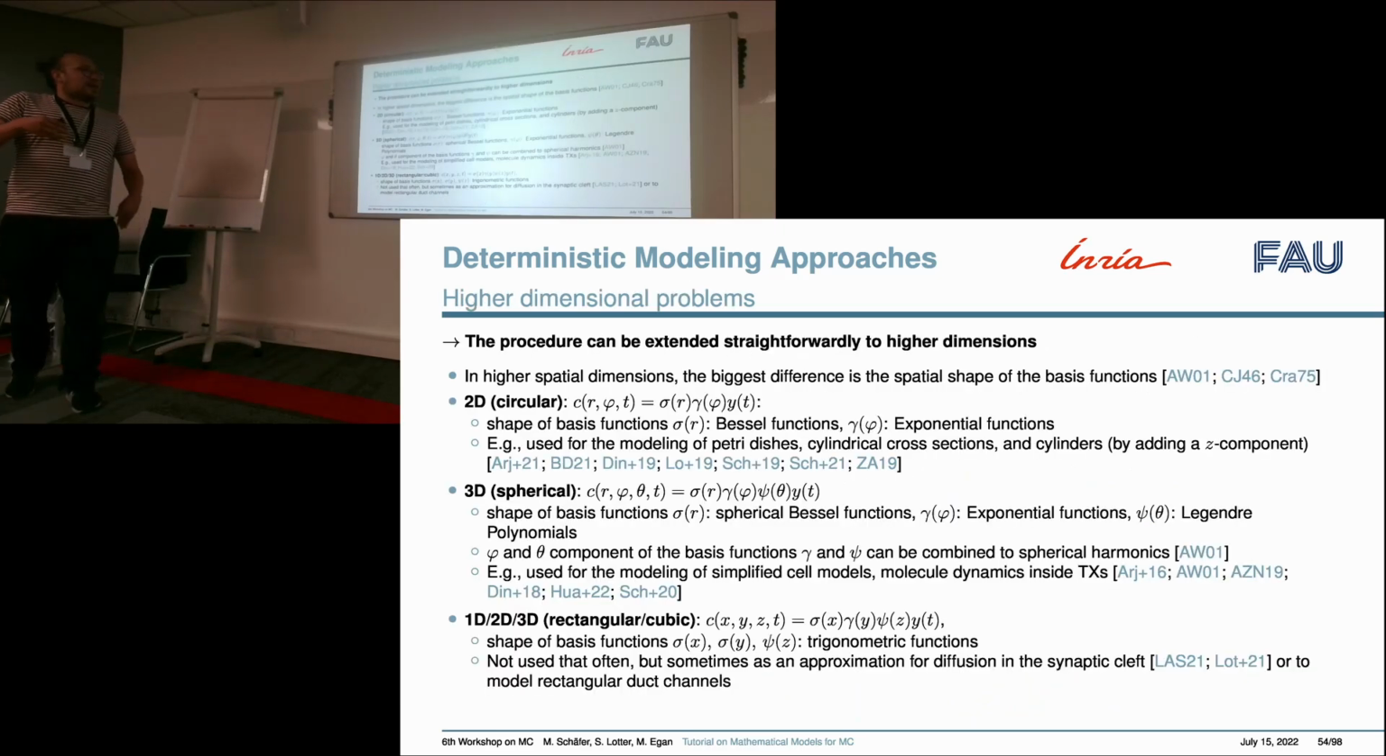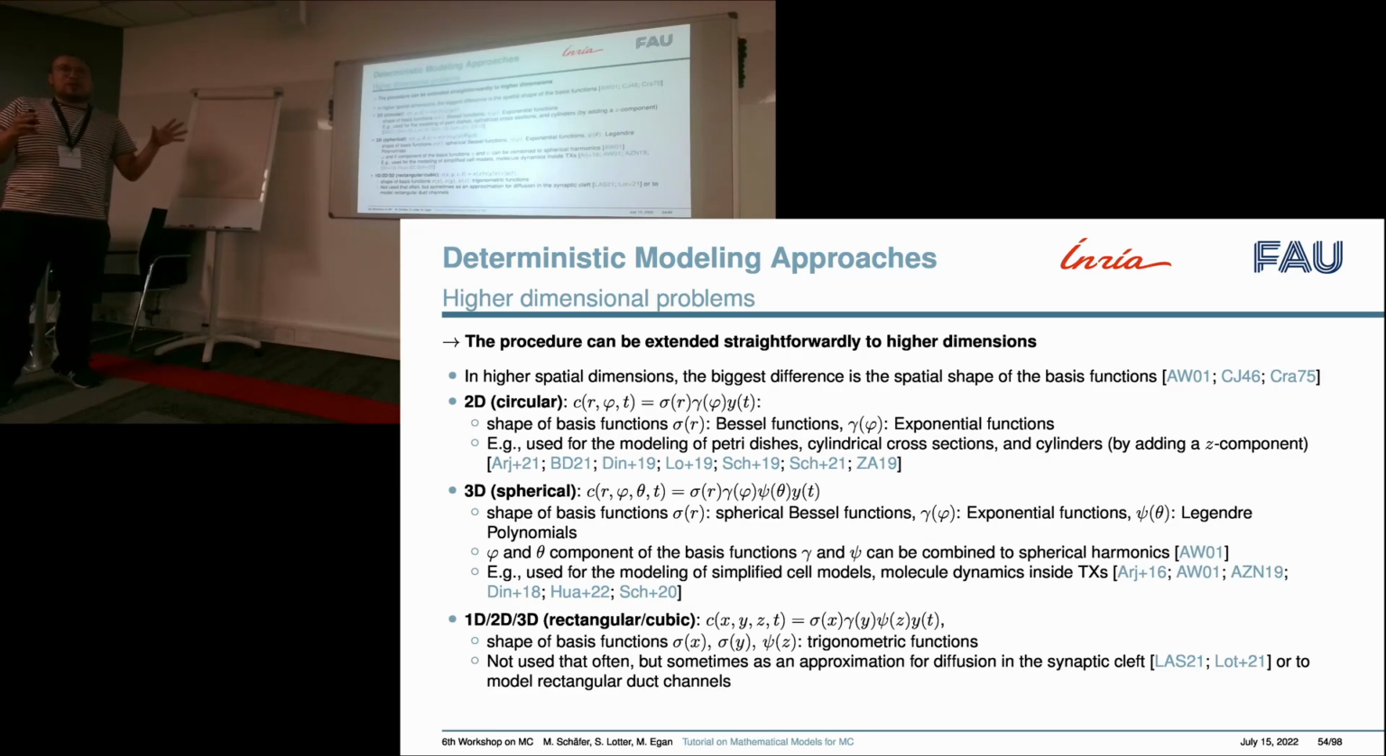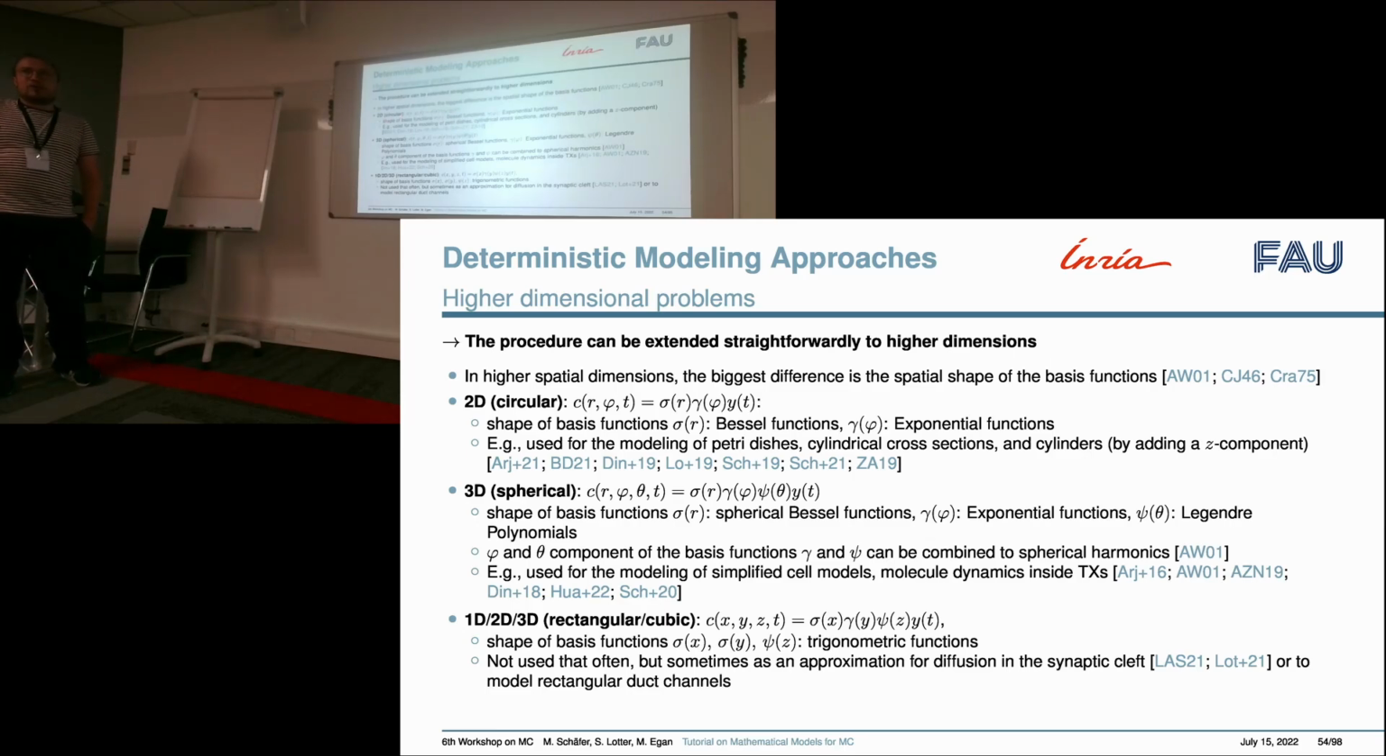Okay, this procedure can be easily expanded to higher dimensions. I will not do that. I just want to note where it's used in the MolCom literature so far. For example, for 2D circular systems, the basis functions are no longer sine functions, they are Bessel functions. This might be used for the modeling of petri dishes, cylindrical cross-sections, cylinders by adding a C component.